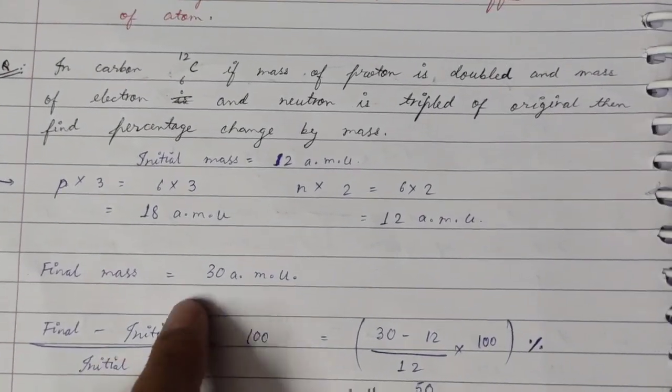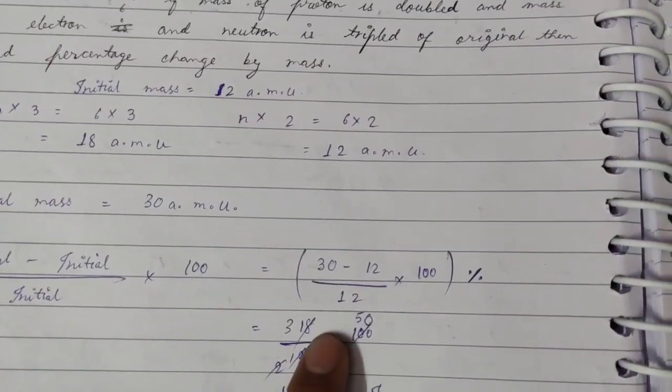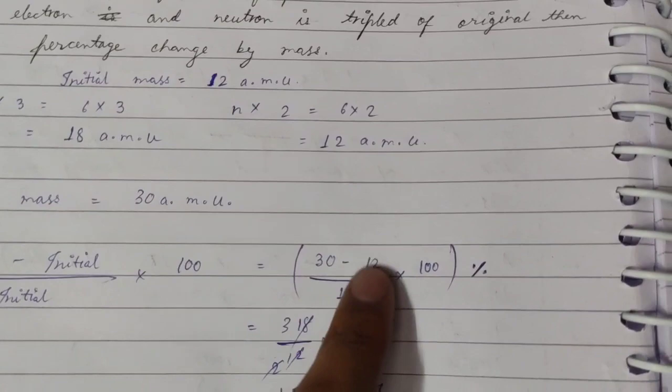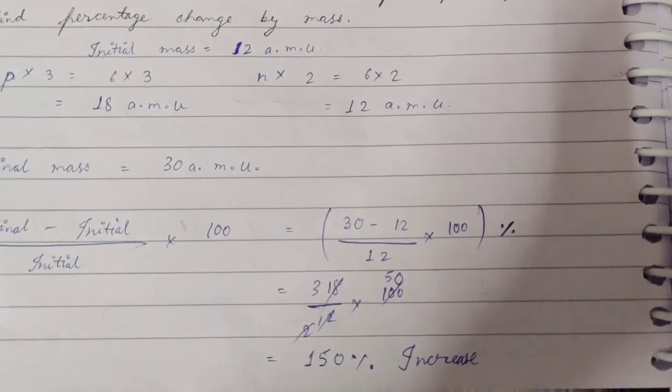Now final minus initial, 30 minus initial mass is 12 AMU, which becomes 18 by initial mass is 12 into 100, which becomes 150%. This shows the increase in the mass.